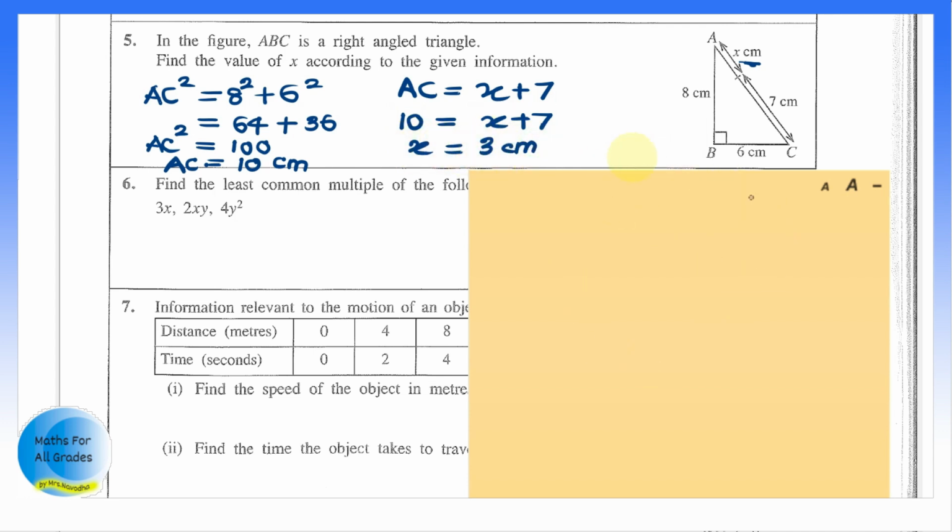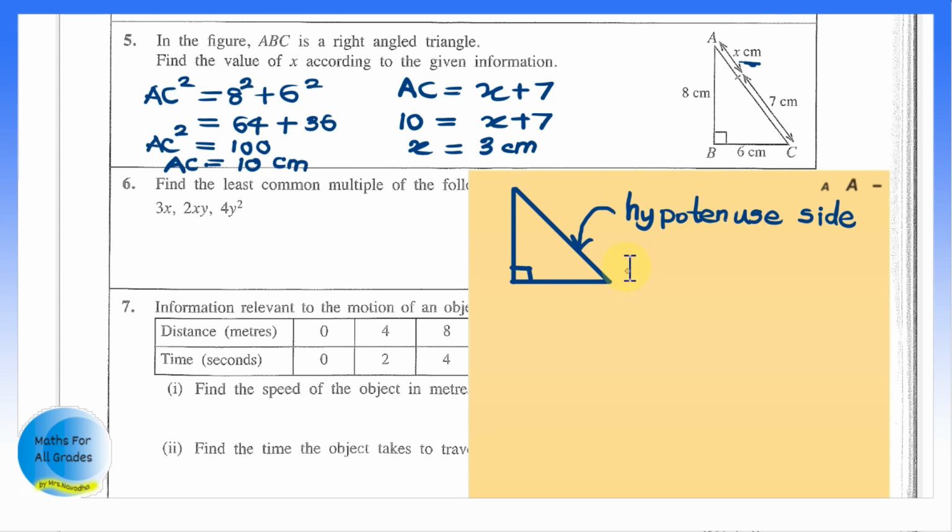Now I'll do the explanation here for the students who need more information on this question. Now hear me out. When you see a right angle triangle with two sides given and one side remaining to find, like this question, we use Pythagoras theorem. You see this side opposite to the 90 degrees, we call this side the hypotenuse. And Pythagoras theorem states that in a right angle triangle, the square of the hypotenuse is equal to the sum of squares of the other two sides.